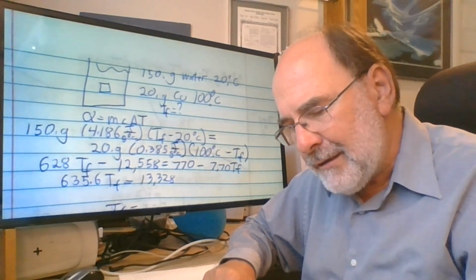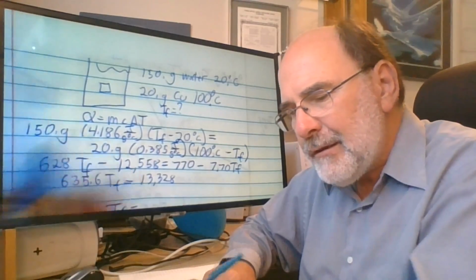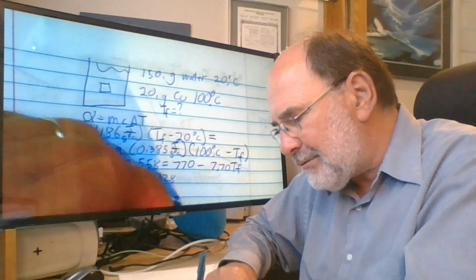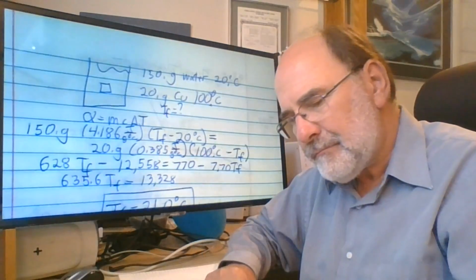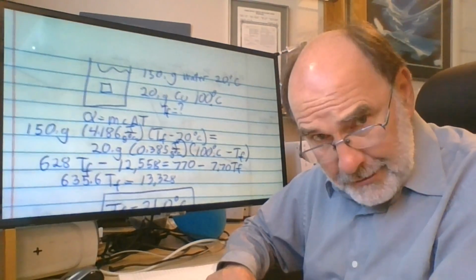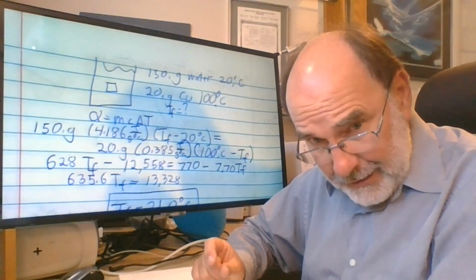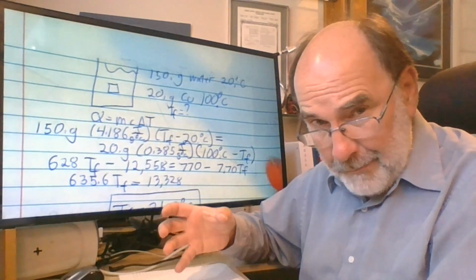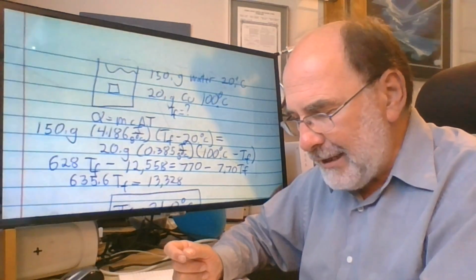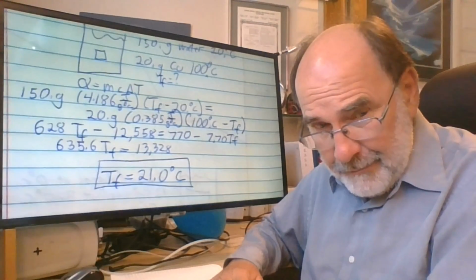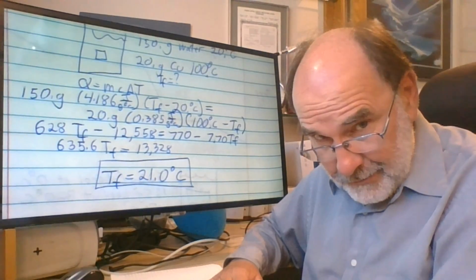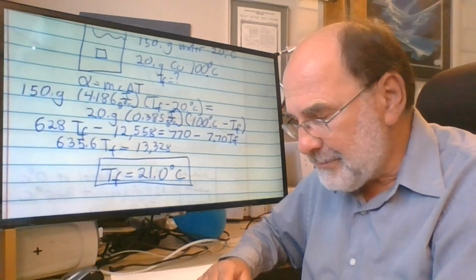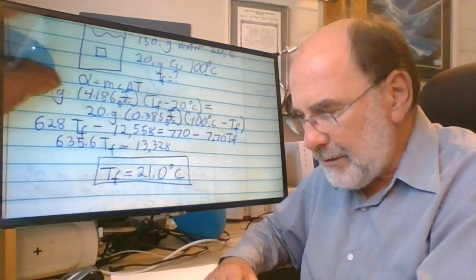Now I divide both sides by 635.6. So divide this by 635.6, enter, and I get a final temperature of 21.0 degrees C, which seems very logical to me. So that little tiny copper cube, it's the size of a sugar cube just about, put into a cup of water, raise the temperature of the water by barely 1 degree, while it cooled down that copper by 79 degrees. Reasonable to me.